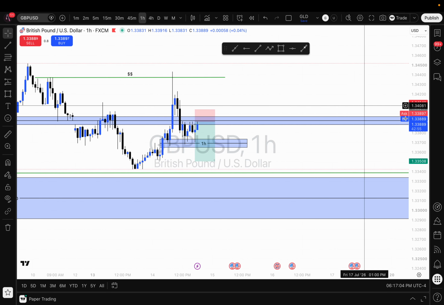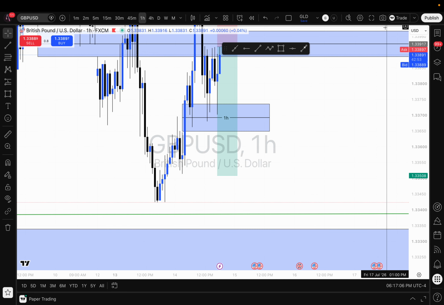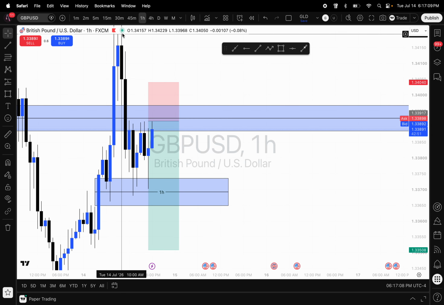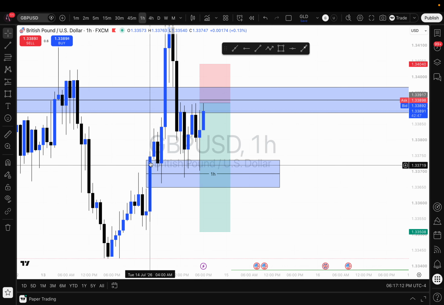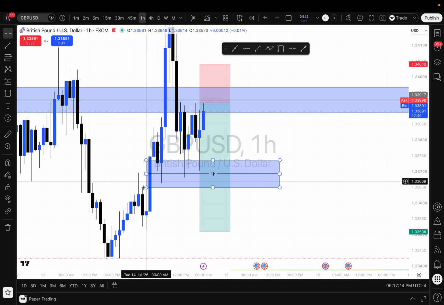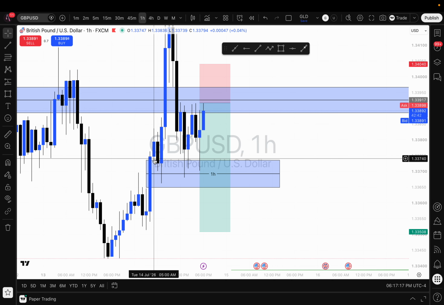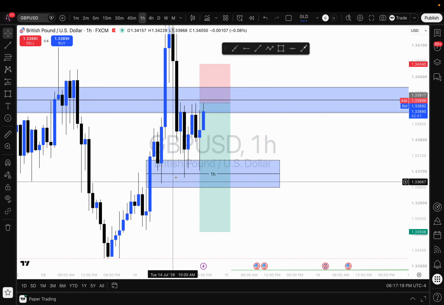On my 1 hour, I'm looking at price, where price is now. Price is moving. The market did just open back up at 6 o'clock. We retraced from this 1 hour fair value gap. 1, 2, 3. First wick, then the last wick of the third candle. That's why I marked that box.